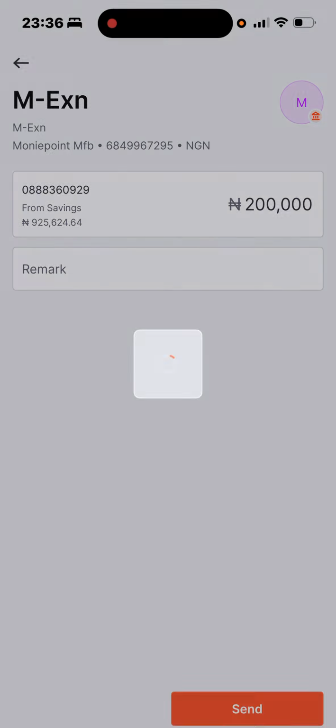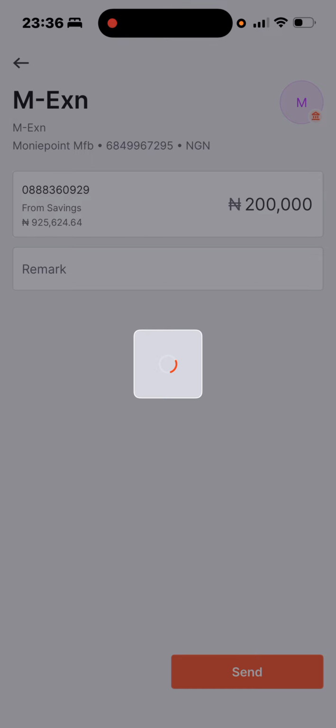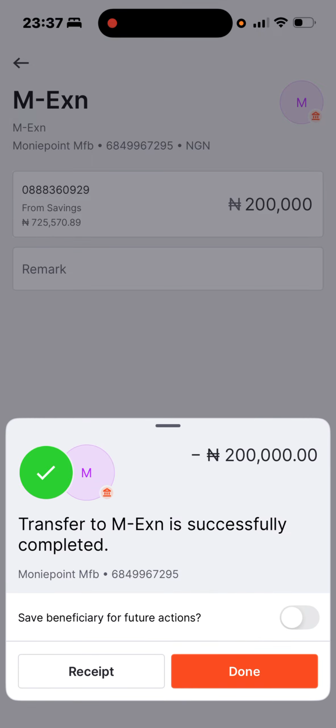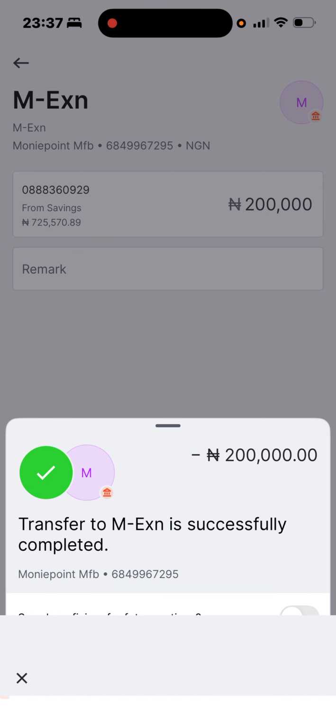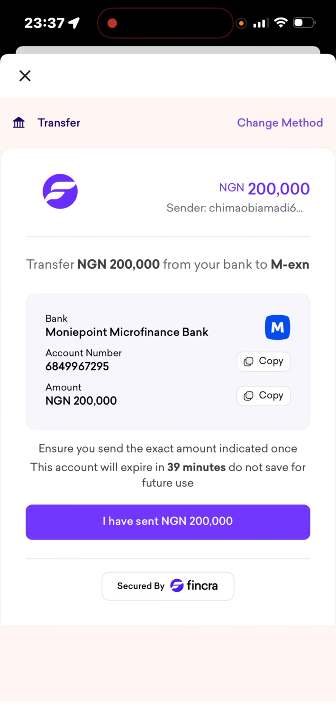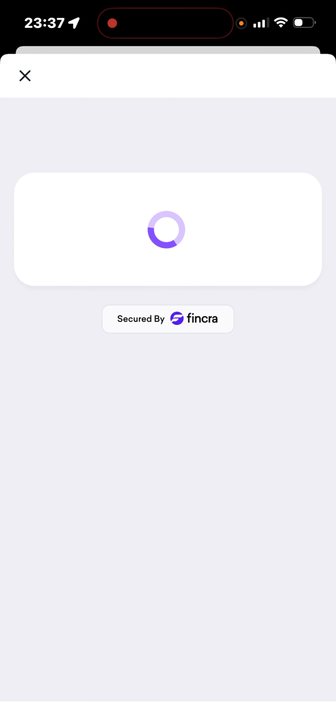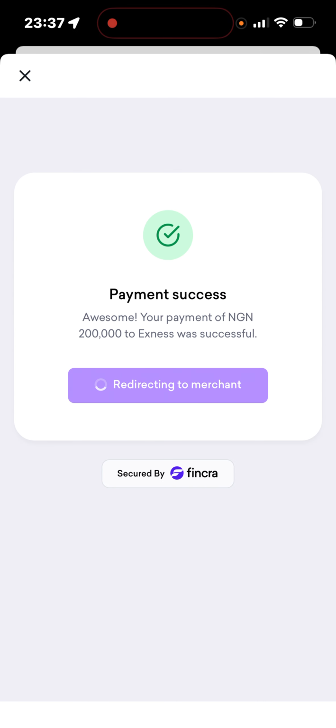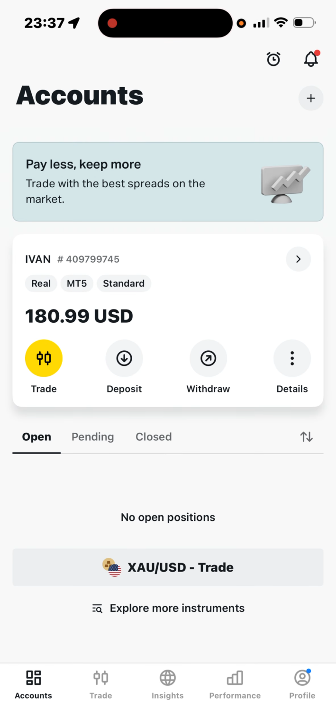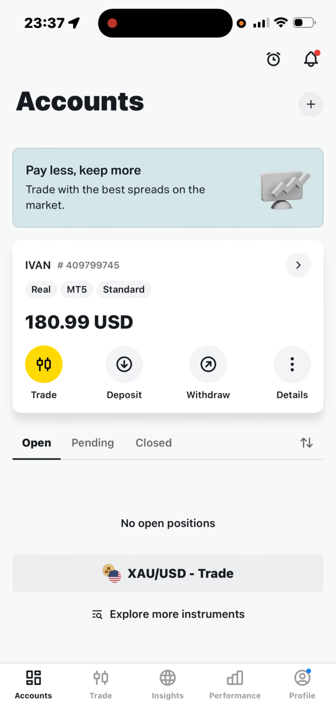You verify it and then, yep. Okay. So you've sent the money. You go back to your Xness and click I have sent 200k. You have to send the exact amount. If you don't send the exact amount, your payment will be cancelled and you might lose the funds. So now you have 180 dollars inside your real account, as you can see.